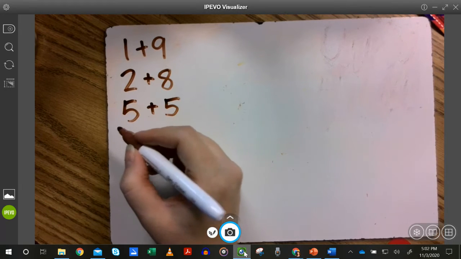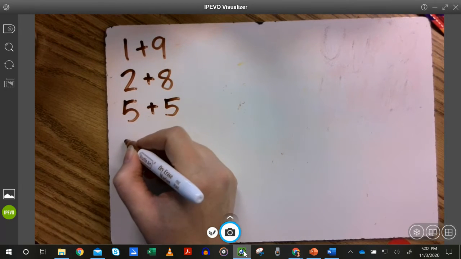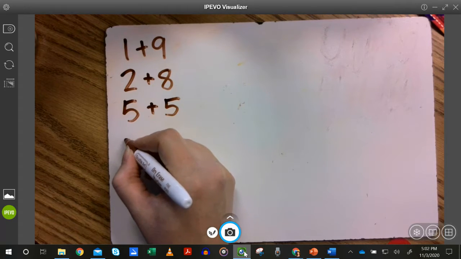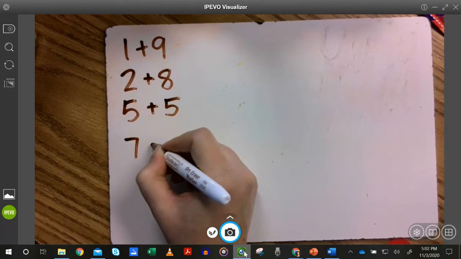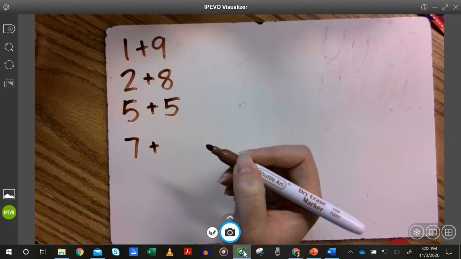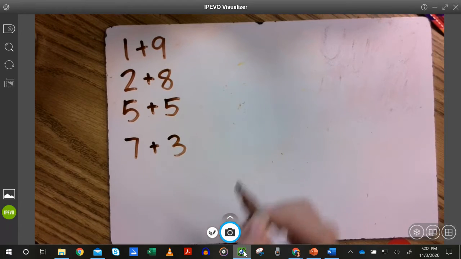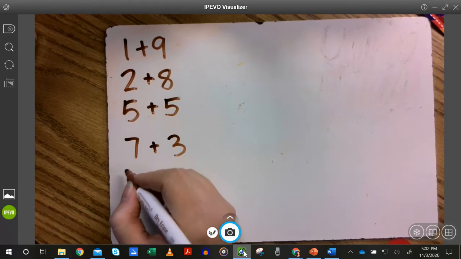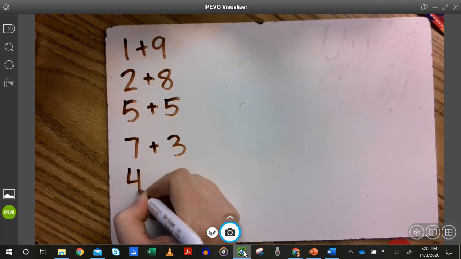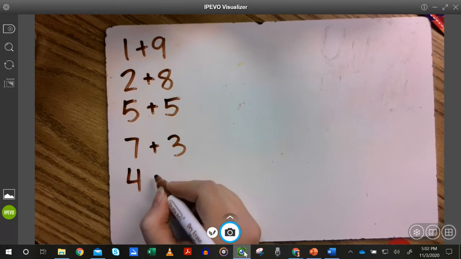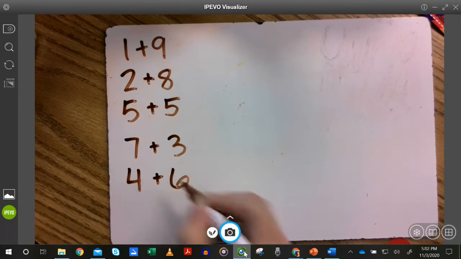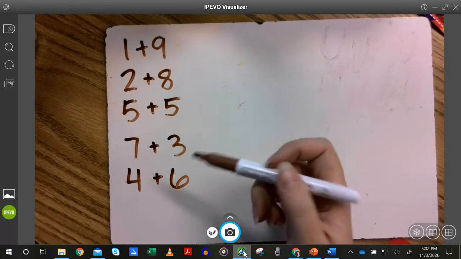That's easy to visualize. Okay, what about if I have 7? What do I need to make 7 into 10? I need a 3. Well done. How about 4? I need a 6. Okay, and then we can look at other ones.